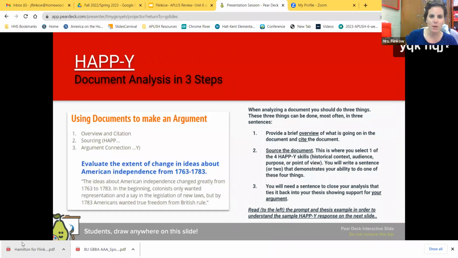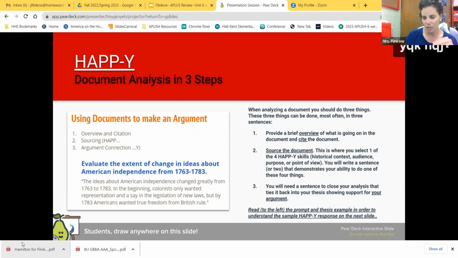All right. We're going to look at how you do this. When analyzing a document, you should do 3 things. Okay. You need to provide an overview of what's going on in the document. Okay. That's your description. You need to source the document. That's your HAPPY that we just went over. And then you need 1 sentence to close your analysis. Tie it all back in. Okay. So look over at the left, using documents to make an overview, overview and citation, source and argument.